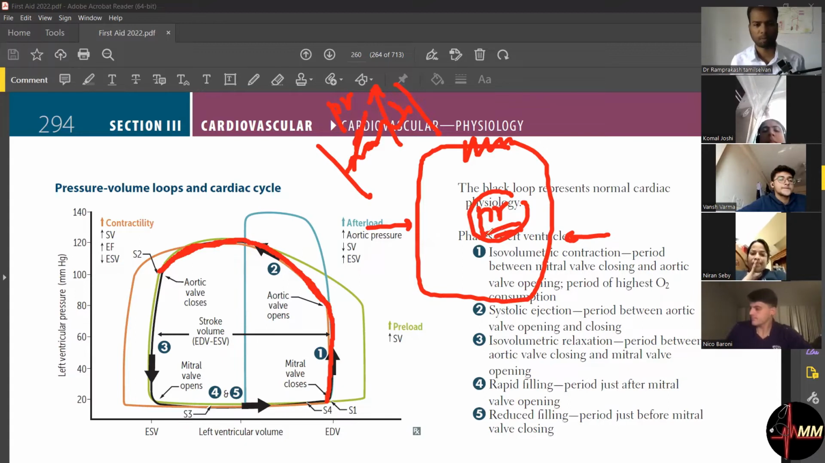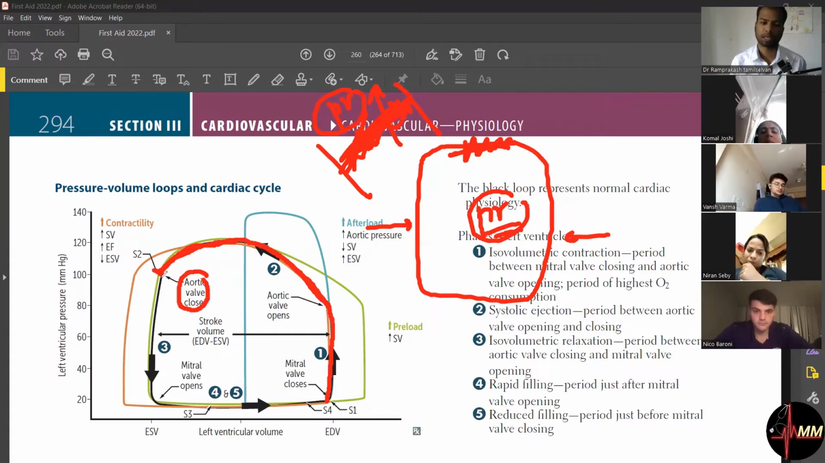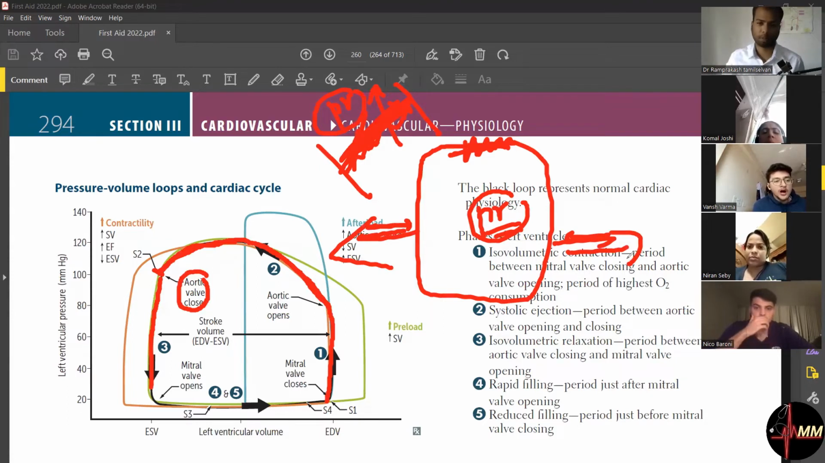Blood flow slows down. Here, the aortic valve closes, because the aortic pressure overcomes the left ventricular pressure here. So now both the valves are closed. And now what begins? Isovolumetric relaxation. There is a big pressure drop here.